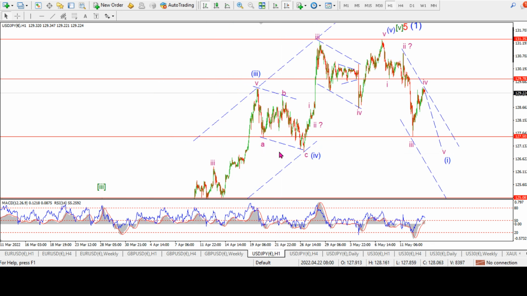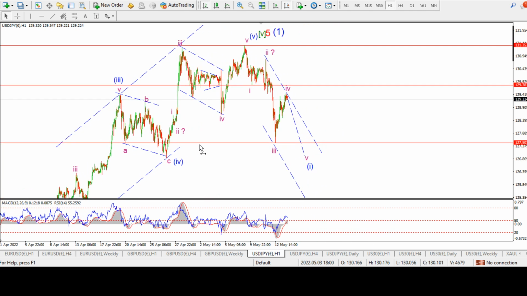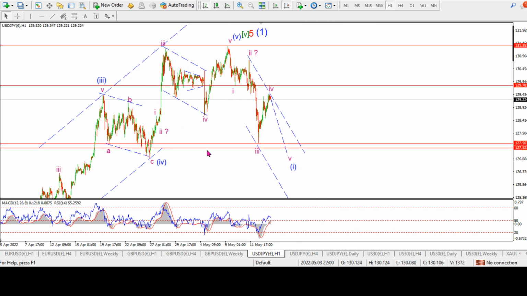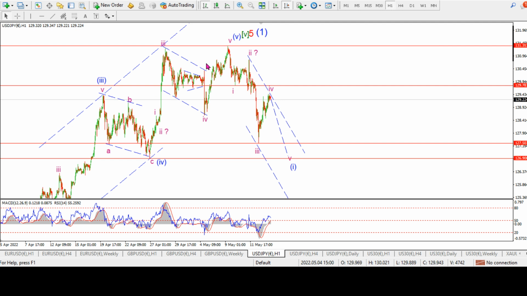126.90 seems to be a pretty important level in terms of a reversal pattern, because I'd like to see a break of that 126.90 with 5 waves down in order to call that reversal pattern in play. Okay, but that's where I'm looking at. We'll see whether that gets fulfilled next week.